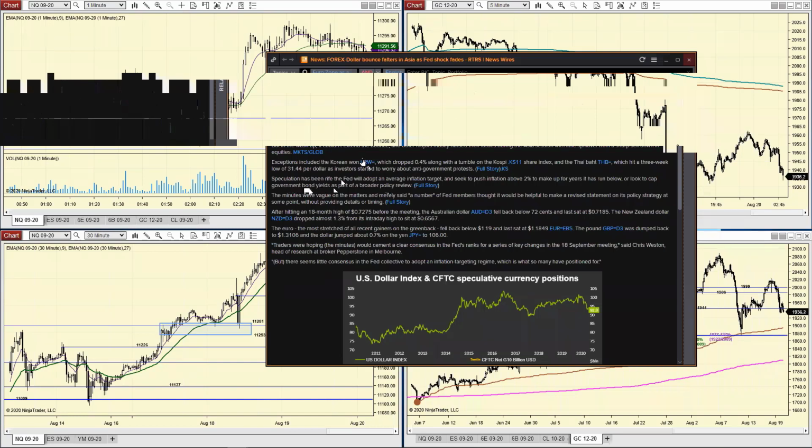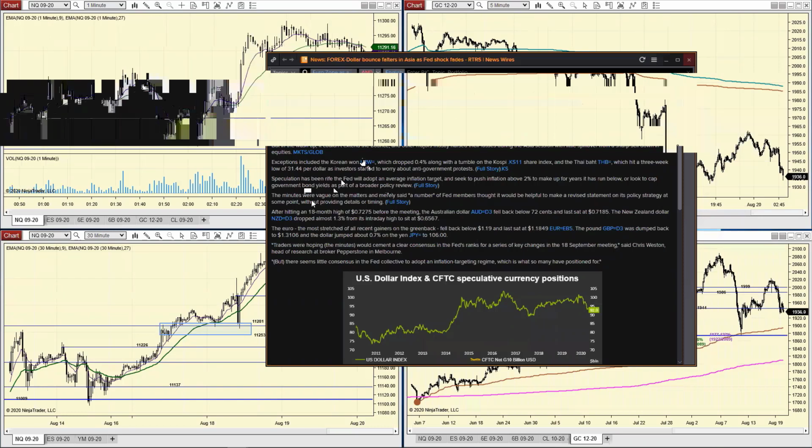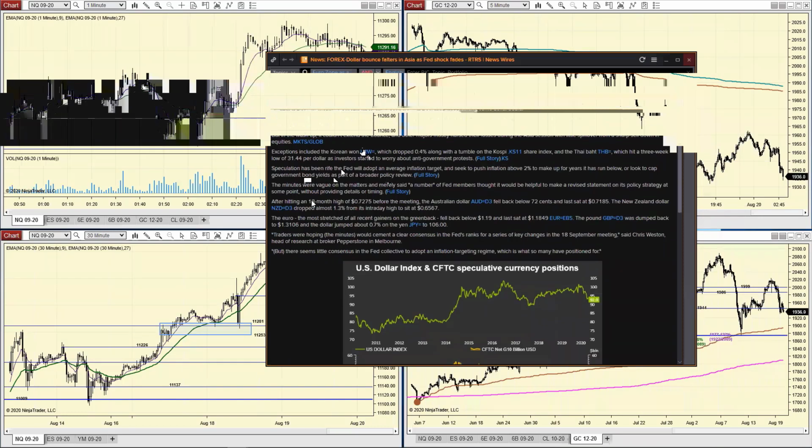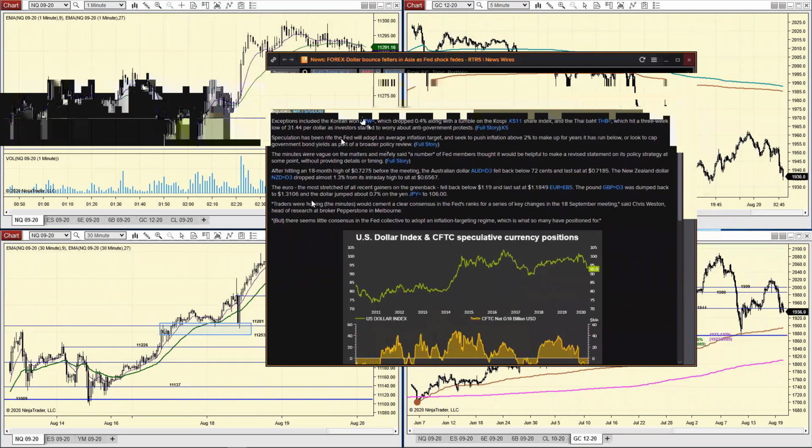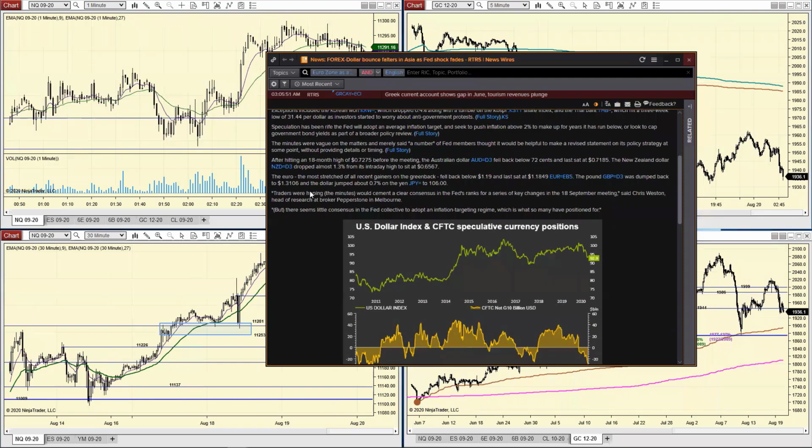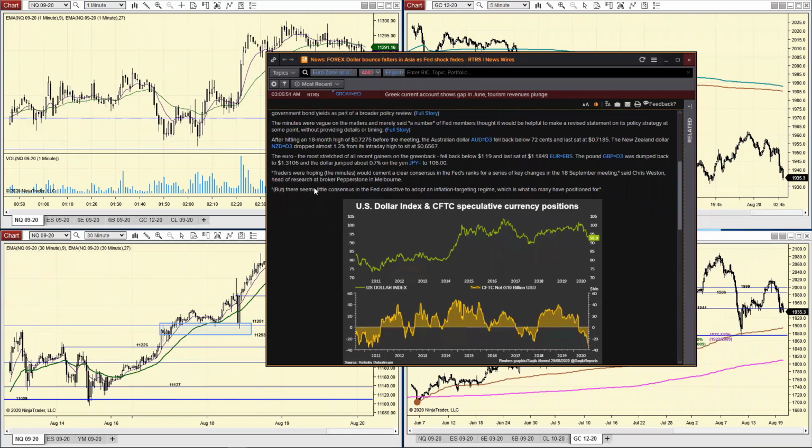Speculation is rife that the Fed will adopt an average inflation target, seeking to push inflation above 2% to make up for years that have been running below, or look to cap government bond yields as part of a broader policy review. The minutes were vague on the matters and merely said a number of Fed members thought it would be helpful to make a revised statement on its policy strategy at some point without providing details.